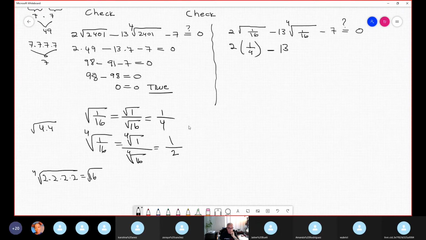Okay, 4 root, sorry, here. Okay, the square root, and the answer is 4, no? And the answer here is 2. Okay, the 13 multiplied by 1/2 minus 7 should be 0. Okay. Almost I finish.